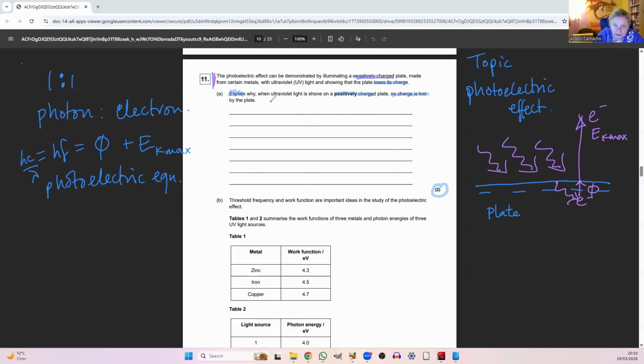Then it says we've got to explain when the ultraviolet light is shone on a positively charged plate. Okay, so now we've got not the same situation. We've got a positively charged plate. So we're going to change this to positively charged. Right, and my photon is going to come in, and it's going to interact with my electron. My electron is going to gain energy. It's going to get to the surface, that's the work function, and then it's going to leave, is it? Well, apparently no charge is lost. What would happen to the electron if it left?